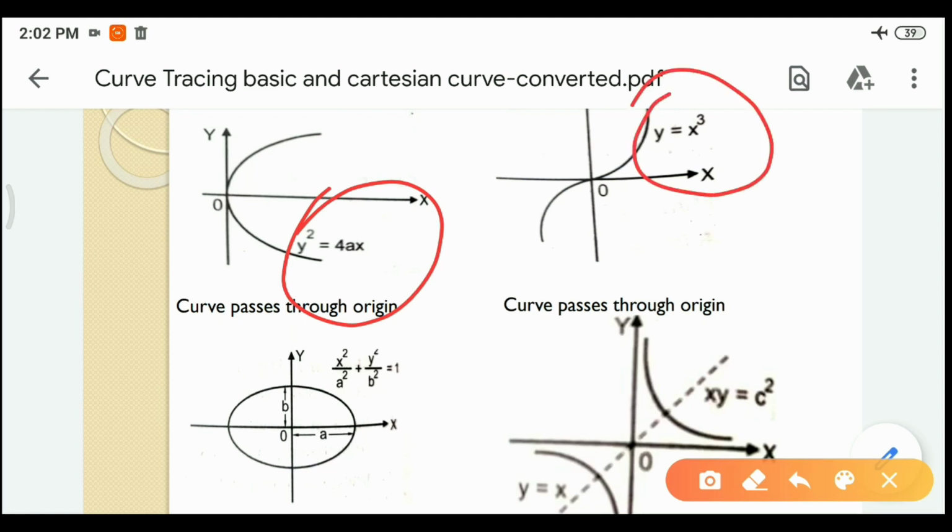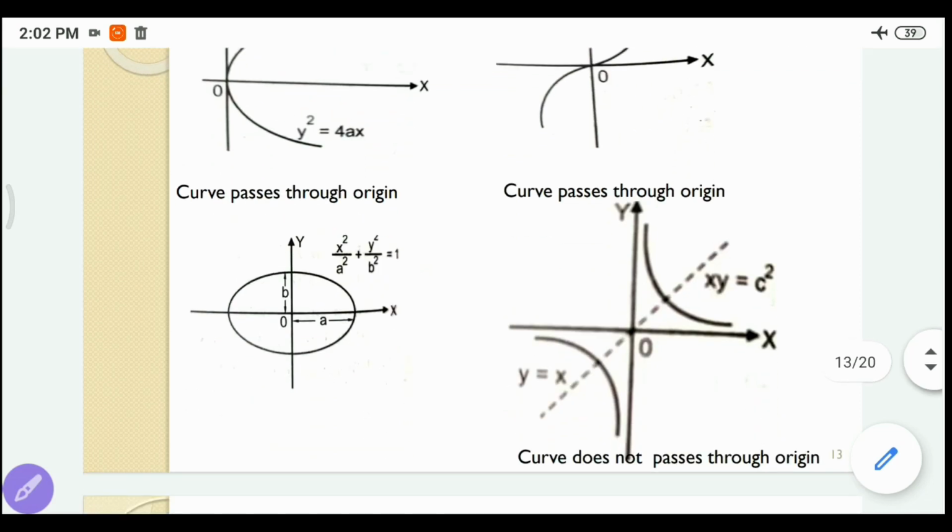Even over here, when you put x and y equal to 0, it satisfies the equation. Here also, if we put x and y equal to 0, it is not going to satisfy the equation. That's why the curve is not passing through the origin. Here also, if you put x, y equal to 0, you get 0 equal to c square, so it is not passing through the origin.